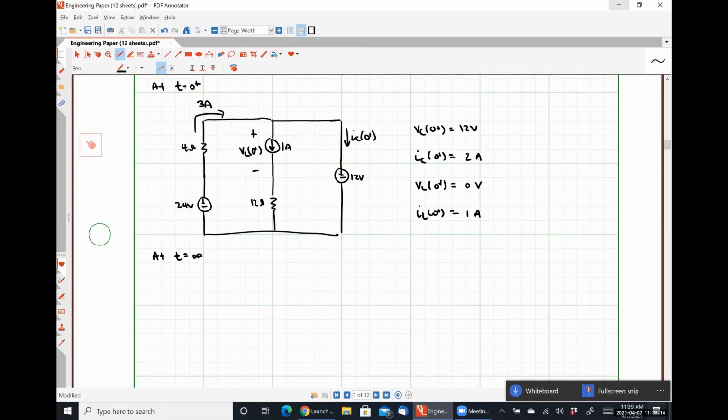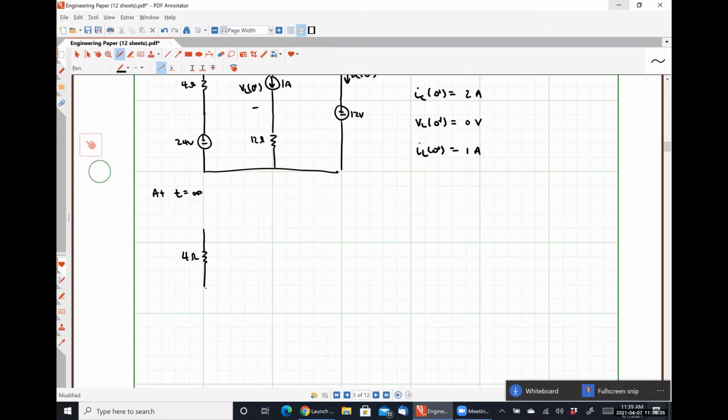So at t is equal to infinity, our inductor is a short circuit again, and our capacitor is an open circuit again. Our switch is still closed, so our 8 ohm resistor is still shorted out. And so that leaves us with the following circuit. Here's the short circuit representing our inductor.